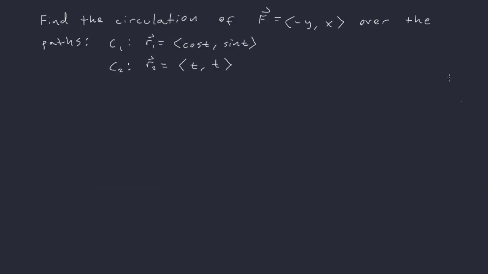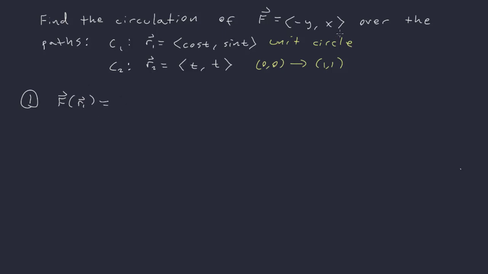Okay, so let's find the circulation of vector field F equals negative y comma x over the two paths that we just did, cosine t, sine t, and t comma t. So this is the unit circle. And this is the line segment from 0, 0 to 1, 1. All right, so let's see what we get here. So for 1, we'll just call this whole thing 1. We already have our r. Okay, so we need to find our f of r, and specifically it's f of r1.